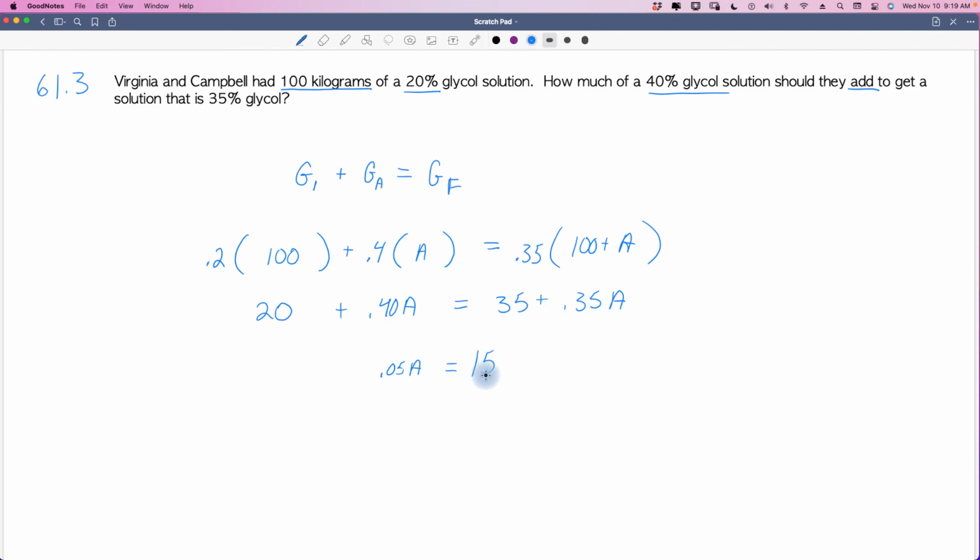Okay. Now I divide both sides by 0.05. I find out that we need to have 300 kilograms of the 40% glycol solution added, that's the amount added, to get the solution that we want.